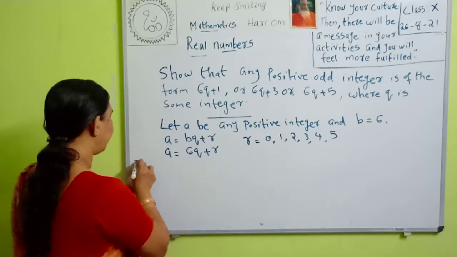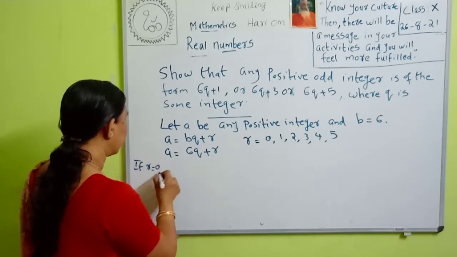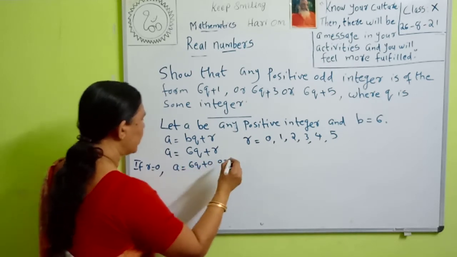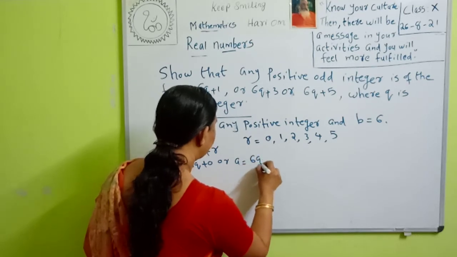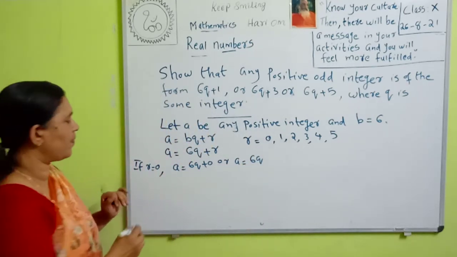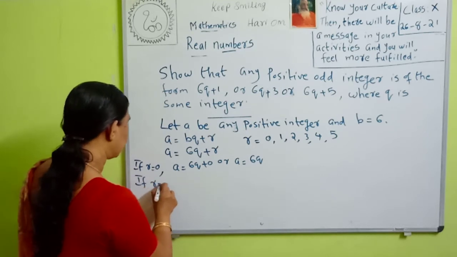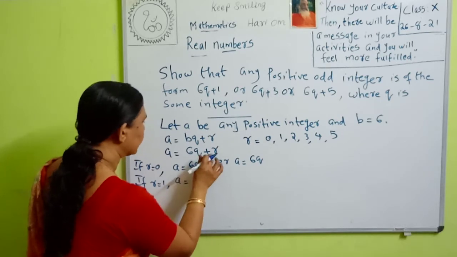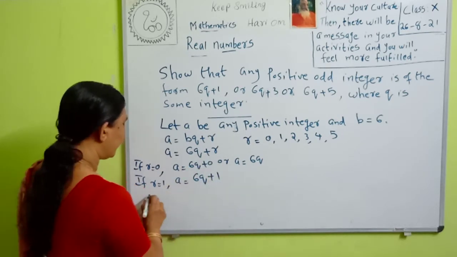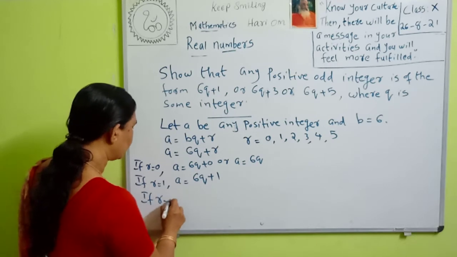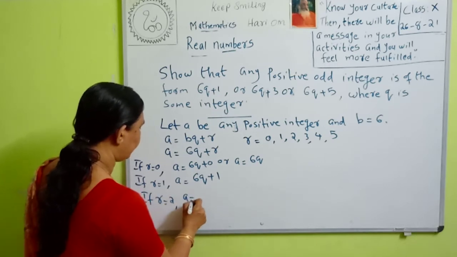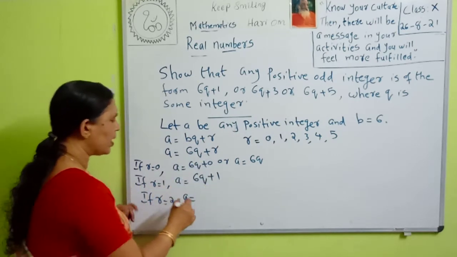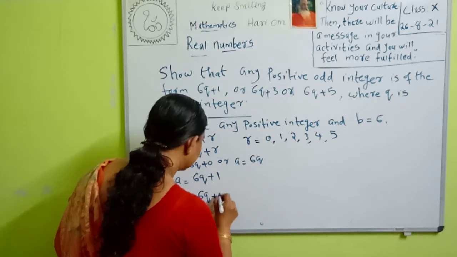Then if r is equal to 0, what is a? a is equal to 6q plus 0, or a is equal to 6q. Then we can put r is equal to 1. If r is equal to 1, what is a? a is equal to 6q plus, instead of r we can put 1. Then if r is equal to 2, what is a? a is equal to, instead of r we can put 2. Then it is equal to 6q plus 2.